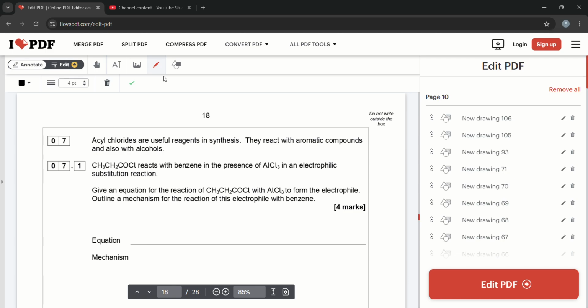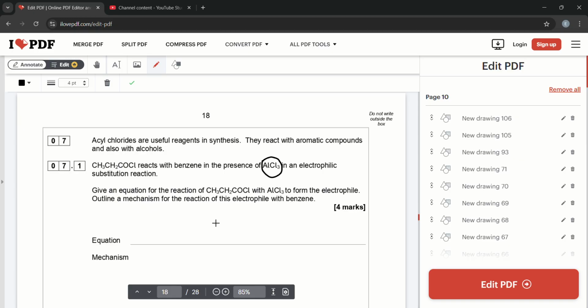Acyl chlorides are useful reagents in synthesis. They react with aromatic compounds and also with alcohols. Reacts with benzene, CH3CH2COCl. Acyl chloride reacts with benzene in the presence of AlCl3 in an electrophilic substitution reaction. Give the equation for the reaction of this with AlCl3.